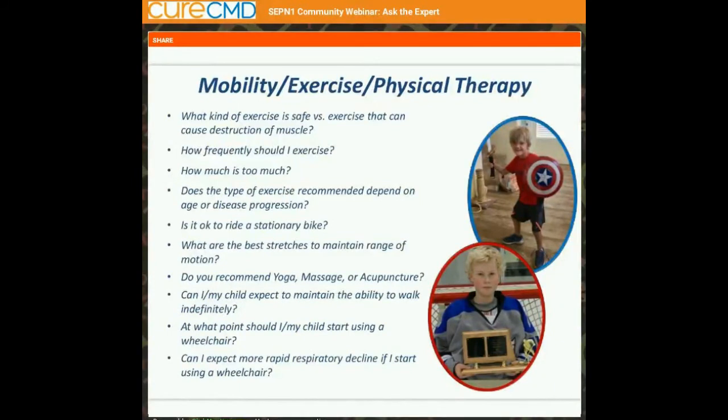But general recommendations that I give to patients, and of course, more work needs to be done on this to see how far we can push patients.